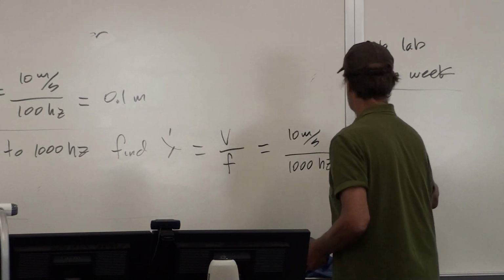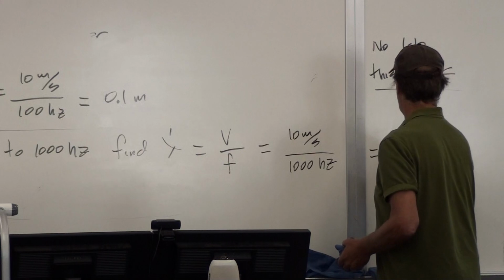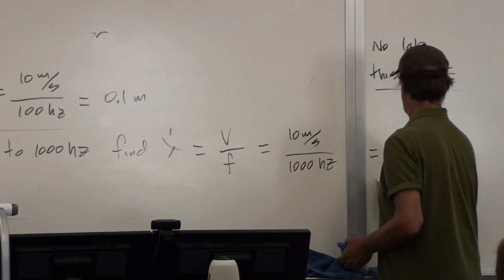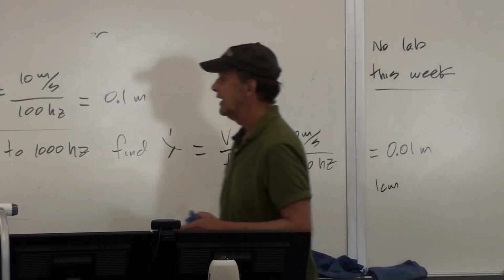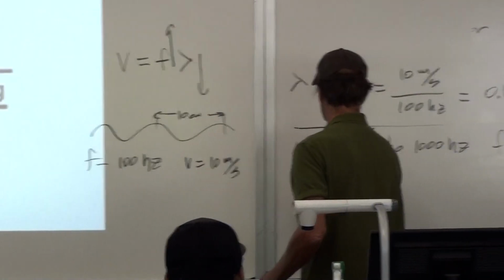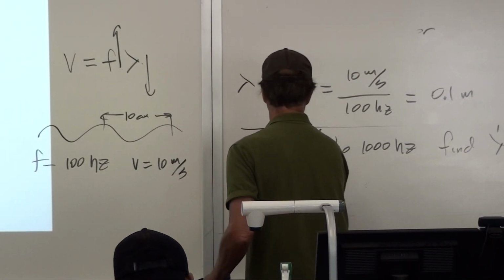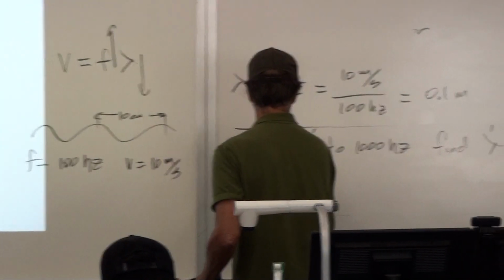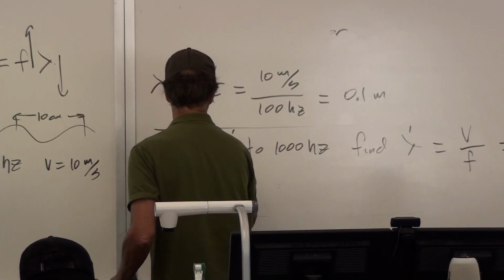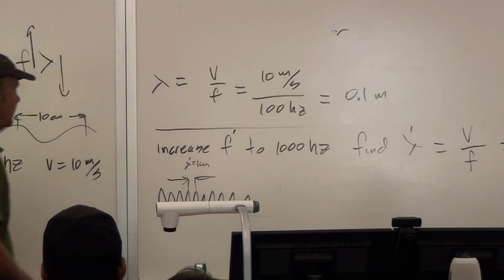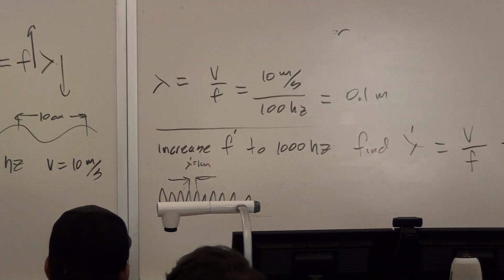And so that would be just 0.01 meters, or 1 centimeter. Okay, so this is 10 centimeters, but by increasing the frequency by a factor of 10, now the wavelength is 1 centimeter. Okay, so how can we explain that?